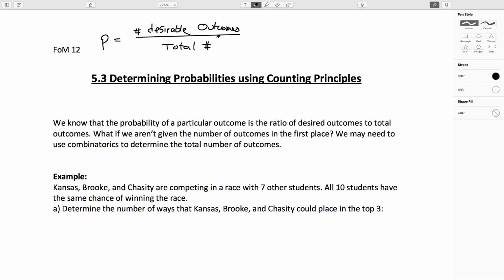So we're going to take this a step further today, in that we're going to actually have to calculate the desirable outcomes, and we're going to have to calculate the total outcomes. They won't be given to us in the question. And we're going to be using combinatorics from last chapter to do it.